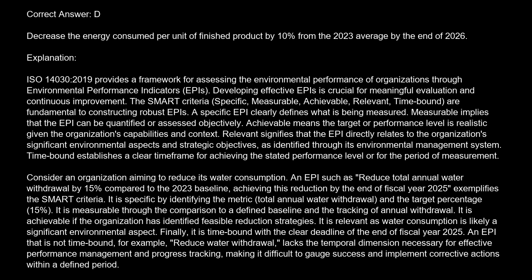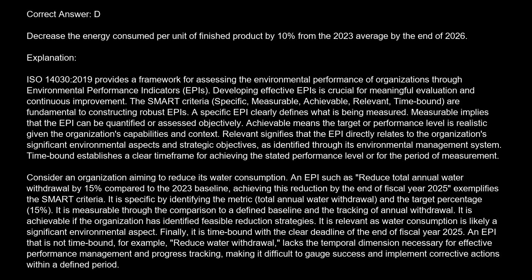A specific EPI clearly defines what is being measured. Measurable implies that the EPI can be quantified or assessed objectively. Achievable means the target or performance level is realistic given the organization's capabilities and context. Relevant signifies that the EPI directly relates to the organization's significant environmental aspects and strategic objectives, as identified through its environmental management system. Time-bound establishes a clear time frame for achieving the stated performance level or for the period of measurement.